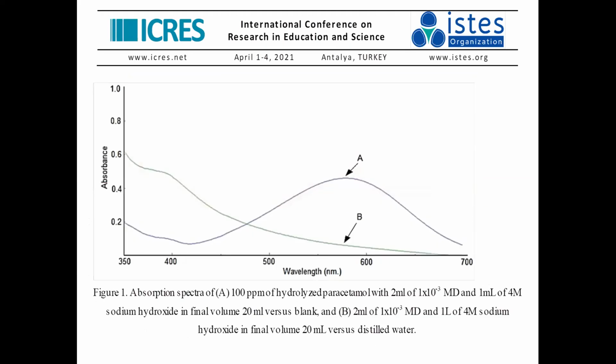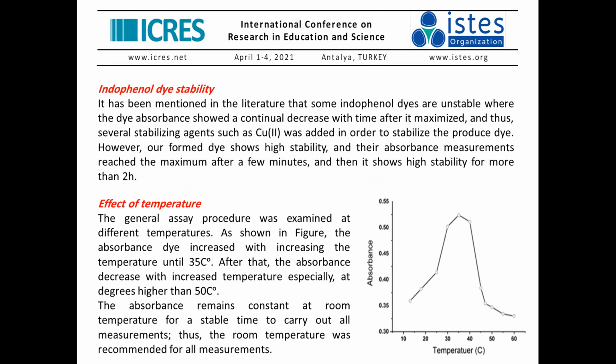This figure shows the absorbance spectra of 100 ppm of hydrolyzed paracetamol. That means after you hydrolyze the paracetamol and react it with methyldopa in acid media to form a dye, this is the spectrum of the dye using the spectrophotometric device. We then look at the applications of this method, how we can apply it, and how accurate and precise it is.